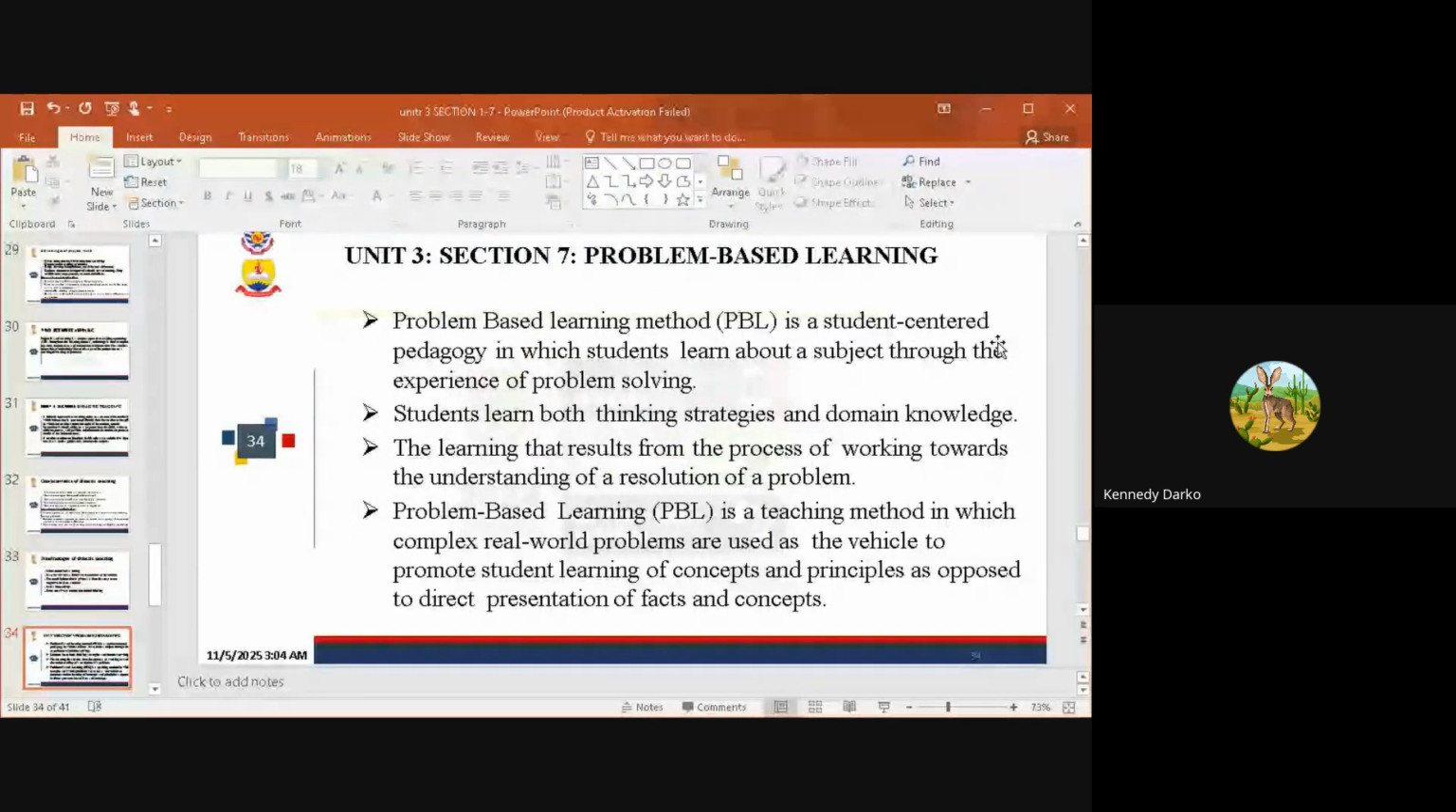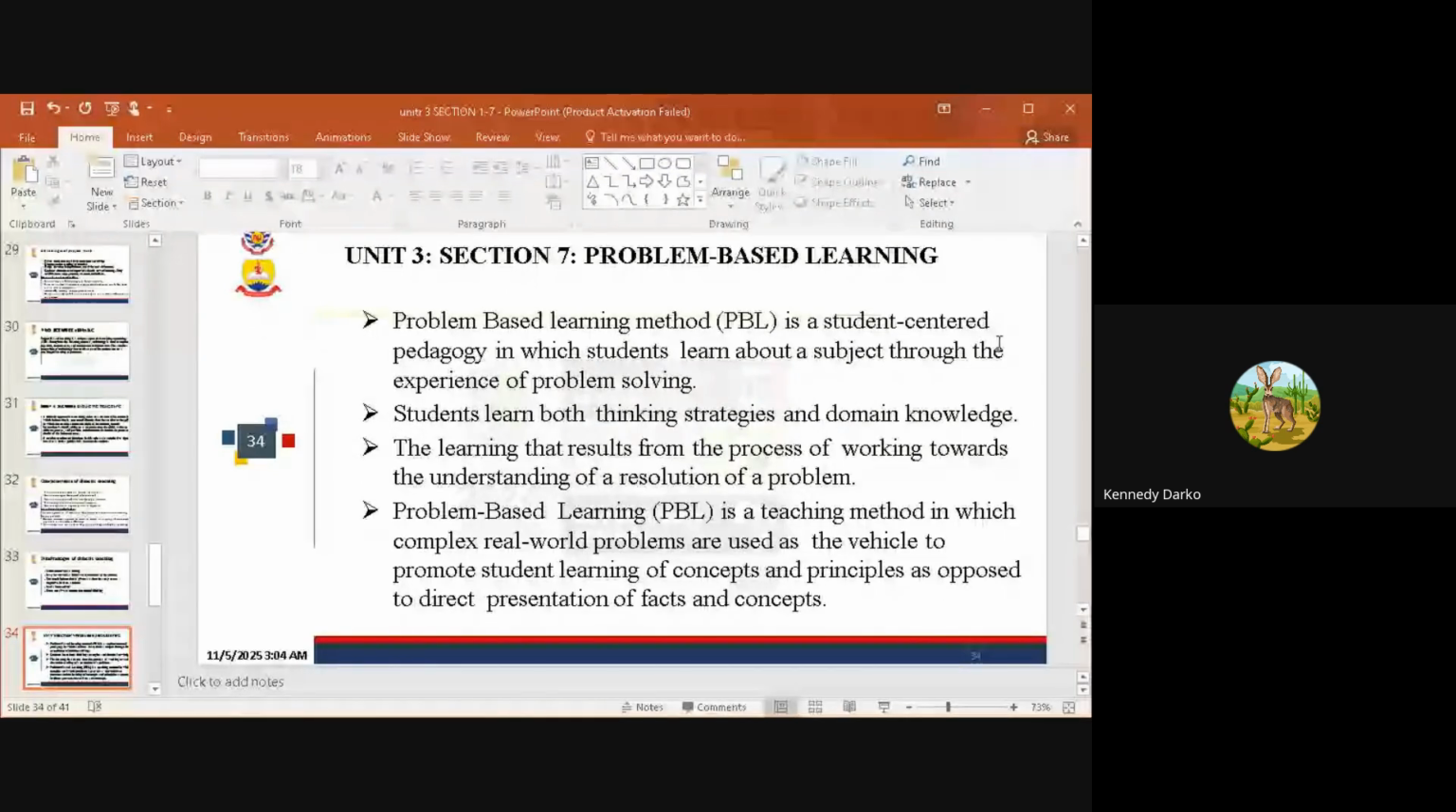All right. Now, problem-based learning. Problem-based learning methods, PBL, is a student-centered pedagogy in which students learn about a subject through the experience of problem solving. So through the experience of problem solving, students will learn, and it's a student-centered kind of approach. The student is placed at the central point of the teaching and learning. You, the teacher, are just facilitating.